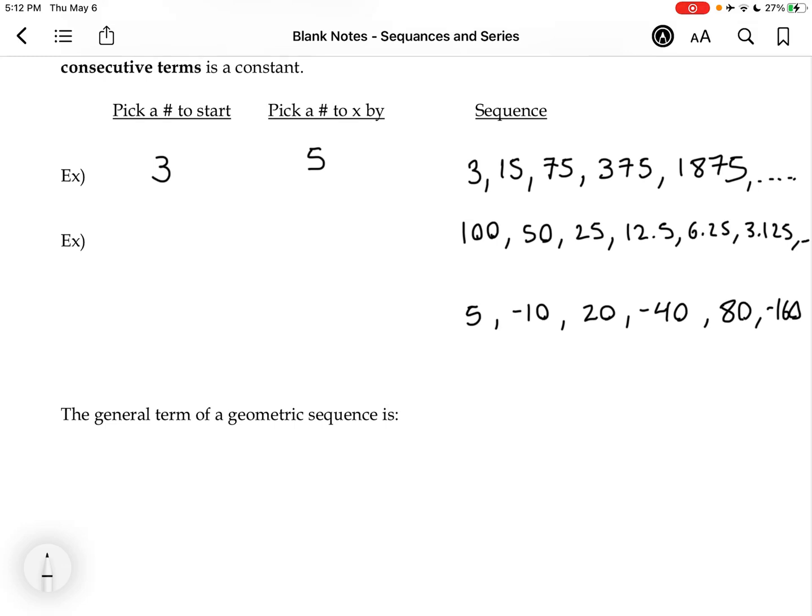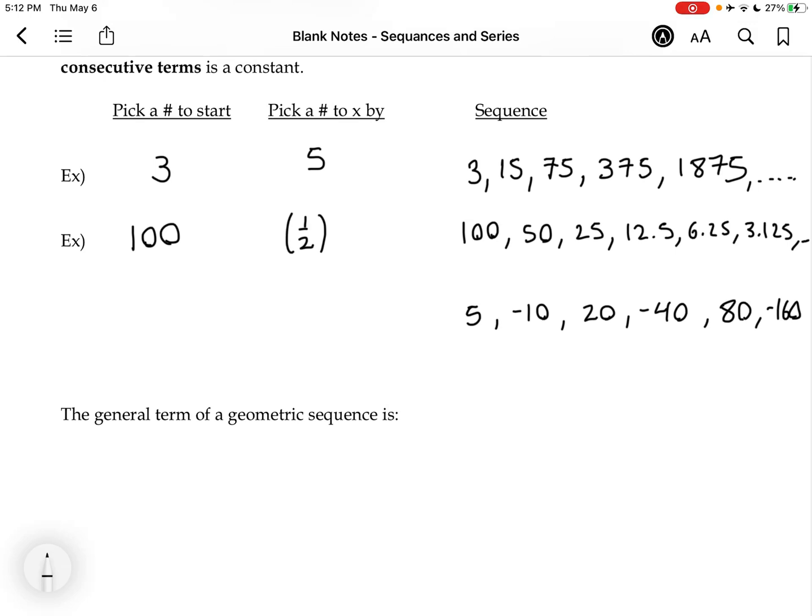Okay? In the second sequence, I started with the number 100. And this time, the number that I multiplied by was actually a number less than 1, right? I multiplied by a half. And that's fine too. That's also a type of geometric sequence. Doesn't necessarily need to get bigger. It can also get smaller.